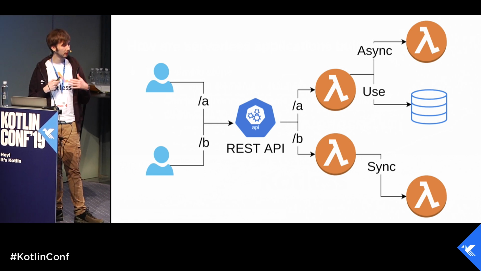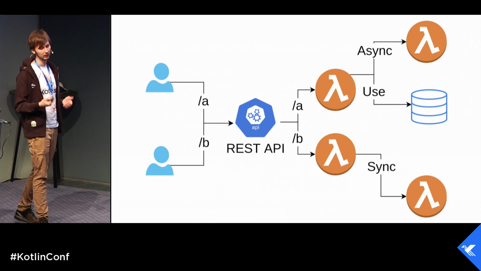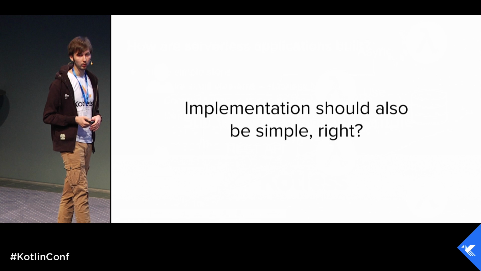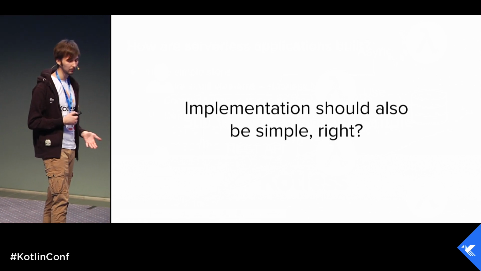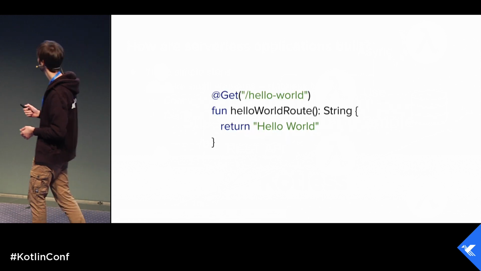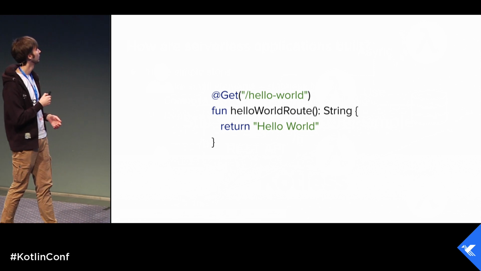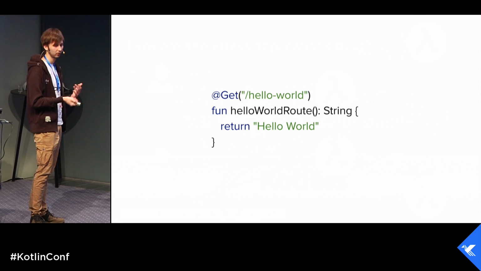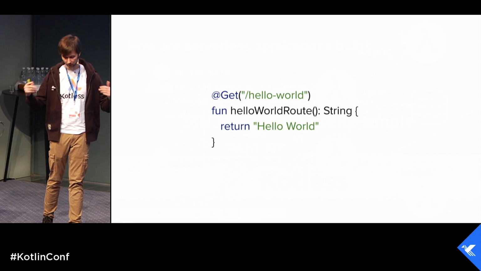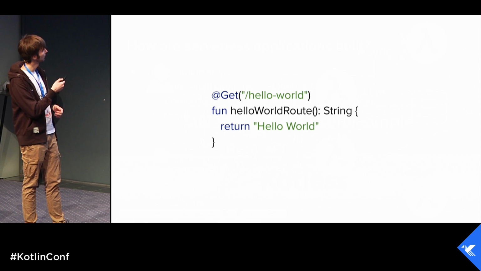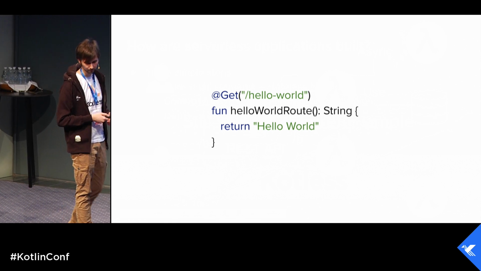As we see, in general, you can build really complex serverless applications. But the idea is pretty, pretty simple. And when we say that the idea is pretty simple, we expect that the implementation will also be really simple. Let's take a look at this example. We have here a function that has a get annotation. And if you ever did any work with JAX-RS like annotations, or ever wrote some Spring applications, you may expect that this function will produce a get handler on slash hello world that will handle get methods and return hello world.